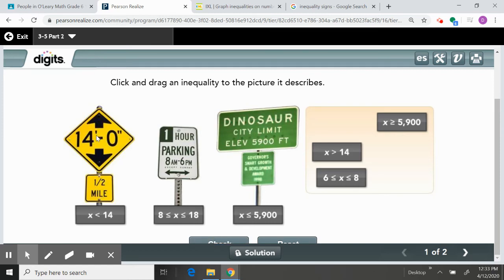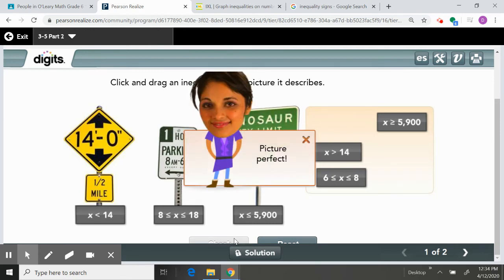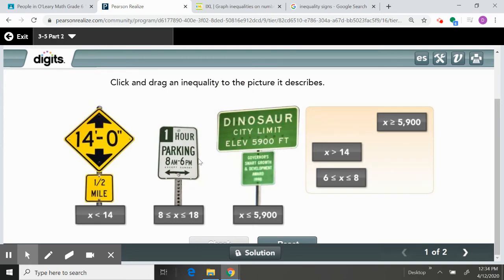And so again, knowing that if the tunnel is 14 feet, my truck has to be less than 14 feet to go through. If the dinosaur city limit is 5,900 feet, it can be 5,900 feet, which would be equal to, but also less than would be good. So let's see if Mr. Leary was correct. All right, picture perfect. All right, that sounds good. Hopefully that made sense. But again, ignore this one because it's confusing.